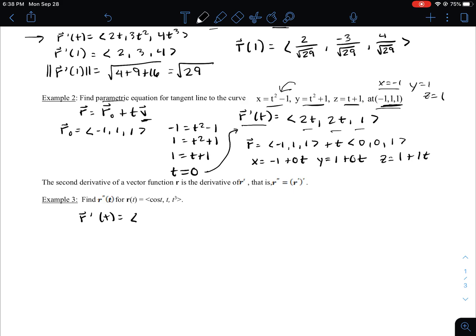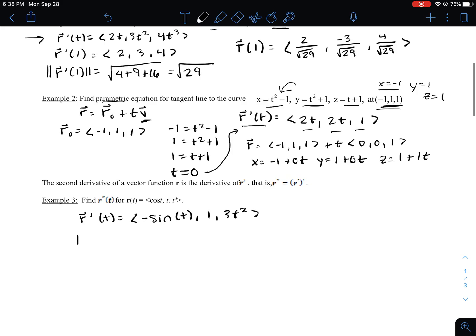Okay, we're given derivative of cosine. Ooh, check your signs, because it's negative sine. Okay, 1, 3t squared. Second derivative, we've got negative cosine of t now, 0 and 6t. Okay, easy peasy.